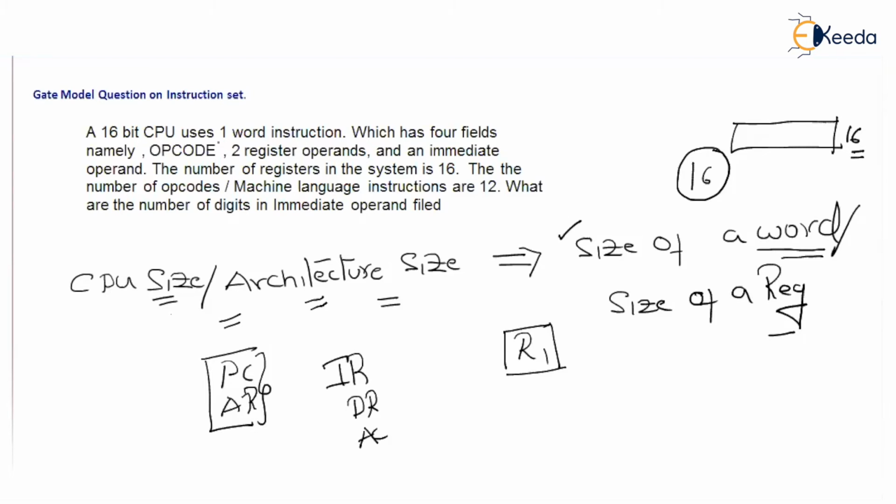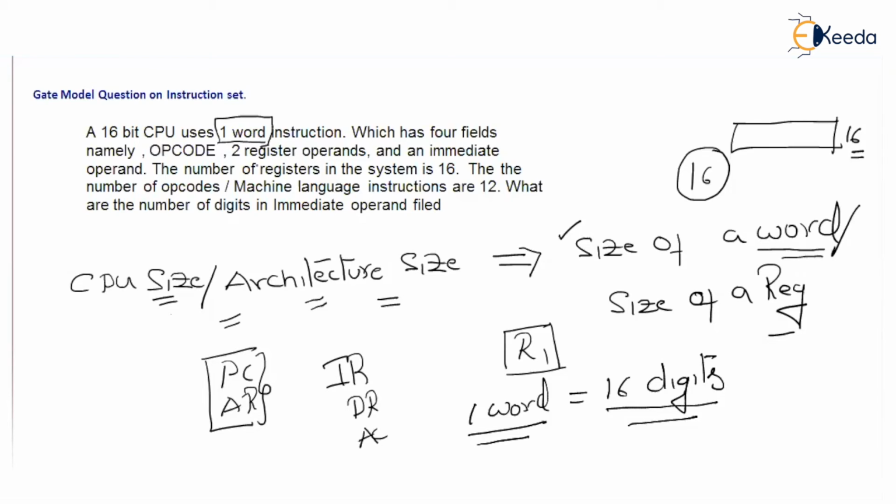Uses one word instruction. What is one word instruction? One instruction will take one word. What is one word? One word is equal to 16 bits. Normally the instruction size will be equal to only one word, but there are some exceptional cases. I'm not talking about those exceptional cases in order not to complicate, because we are trying the simplest questions. So one word is equal to 16 bits.